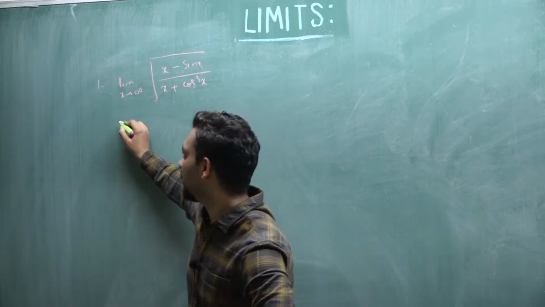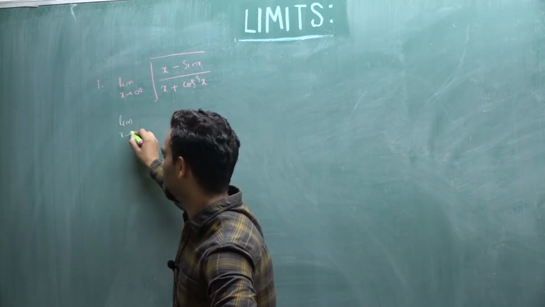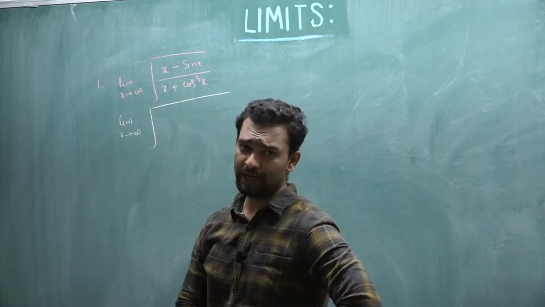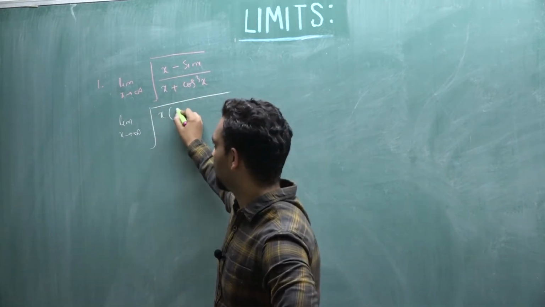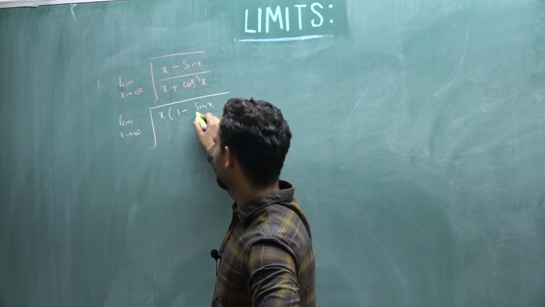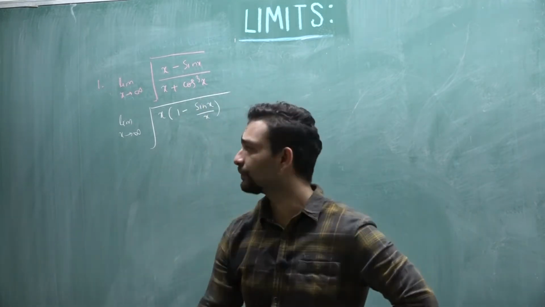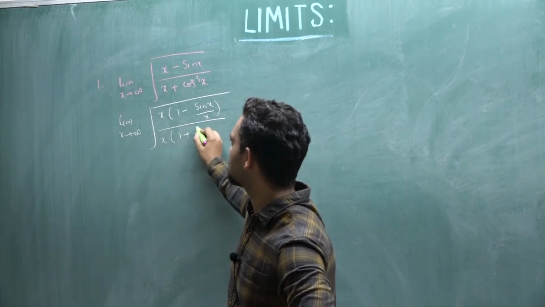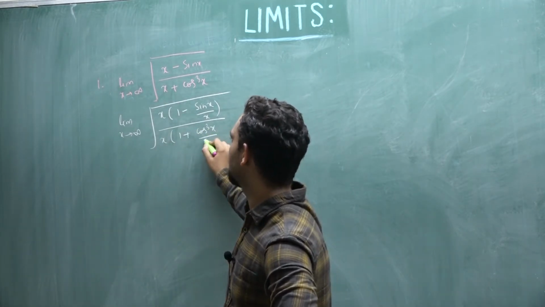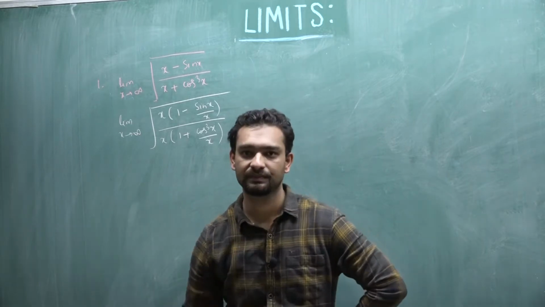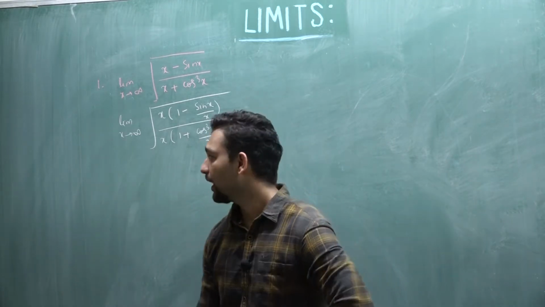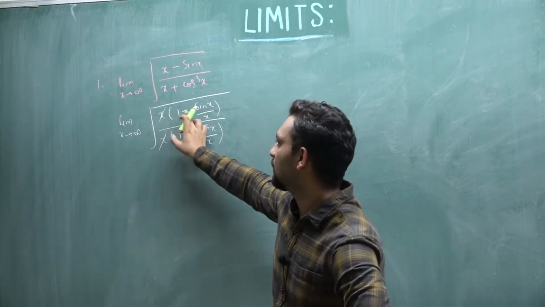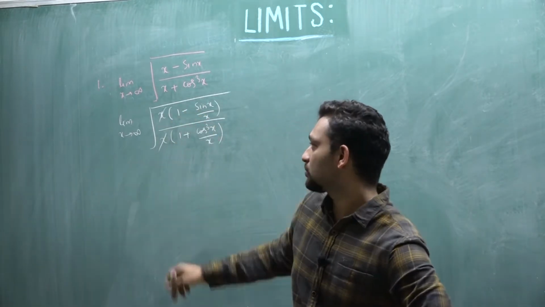So for that, we can take this as limit x tending to infinity under root of, if I take x common in numerator, 1 minus sin x by x, divided by, if you take x common in denominator, 1 plus cos cube x by x. Yes. So x and x will get cancelled out. Now what remains is 1 minus sin x by x over 1 plus cos cube x by x.